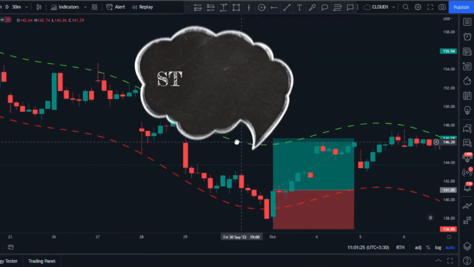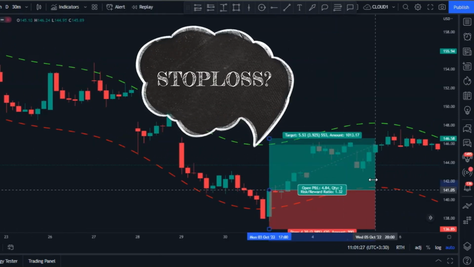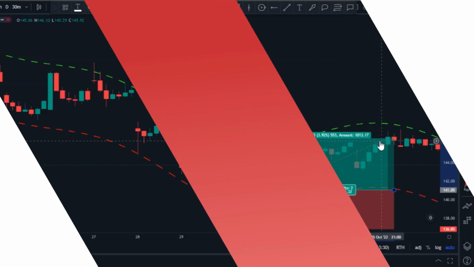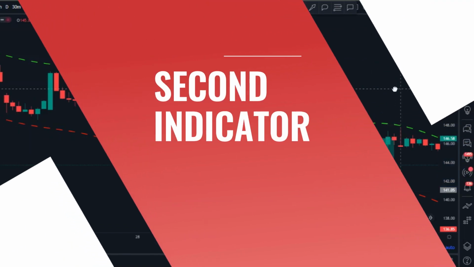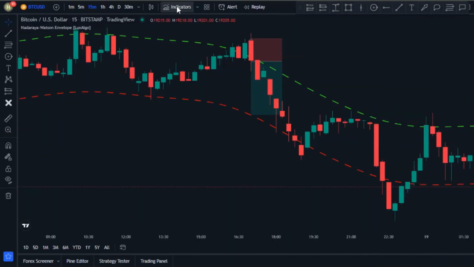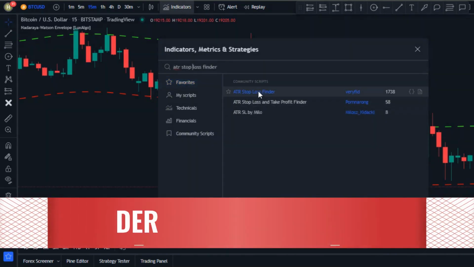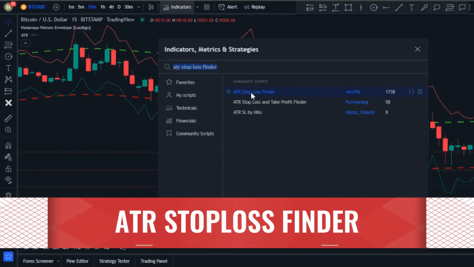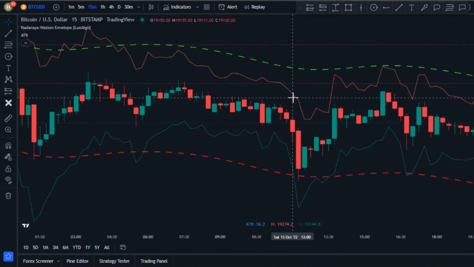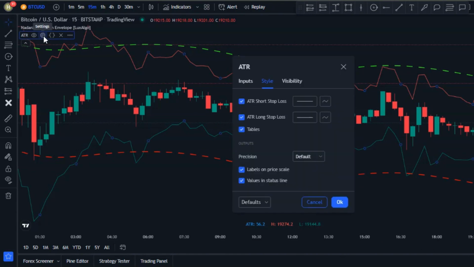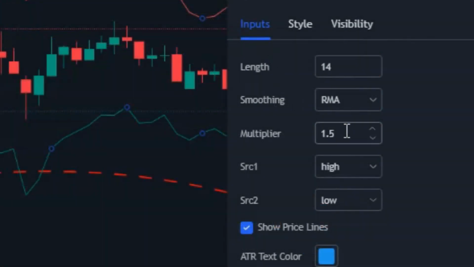But if your question is, where should I put our stop loss? I'm going to add the second indicator to show you where to set your trade stop loss. So to do that, in the indicator section, search for a stop loss finder and add this indicator by Verifit. Some adjustments are needed. So click on the settings button in front of the indicator name and get into the settings of this indicator. Then in the input section, change the multiplier to 0.5. That's it. You can click OK.